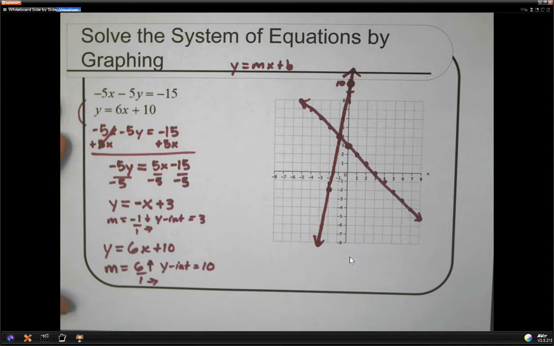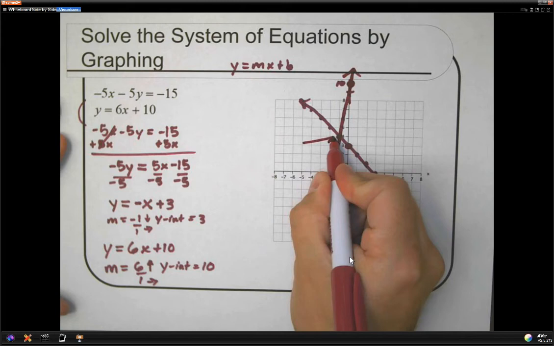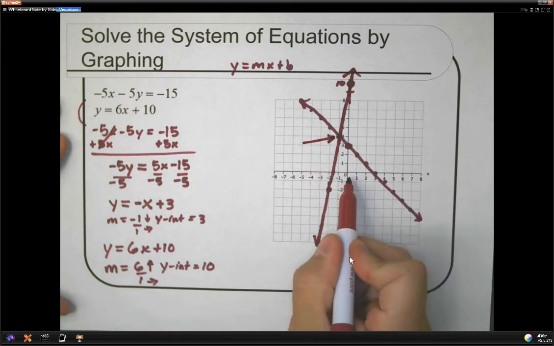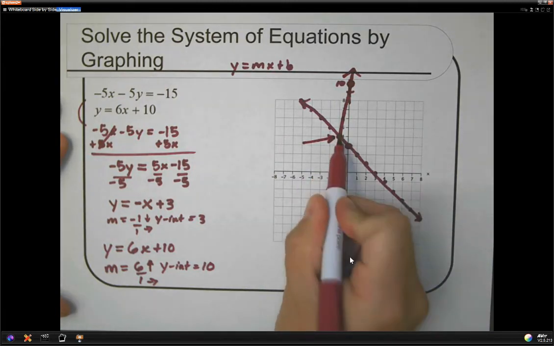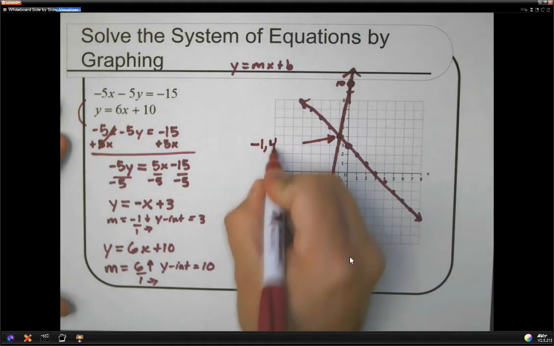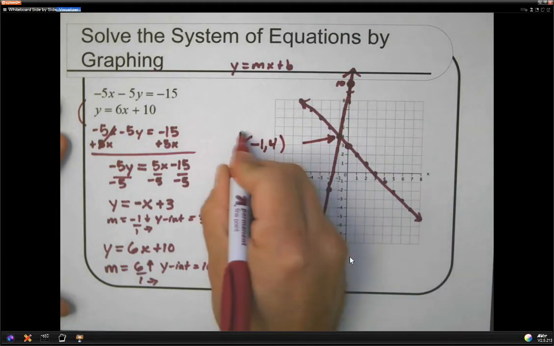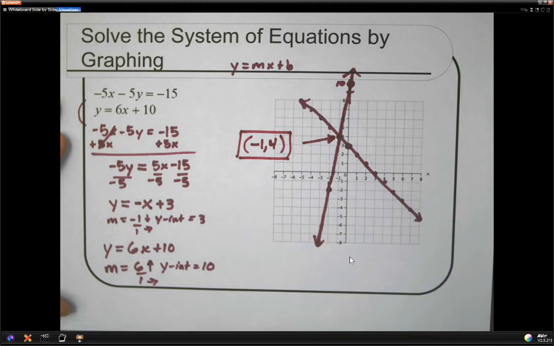Once we have our two graphs, again, the whole point of this is to look for where they intersect. That is the solution to our system. I notice that this is the point of intersection, and it is the point (-1, 4). Thus, this is the solution to my system of equations.